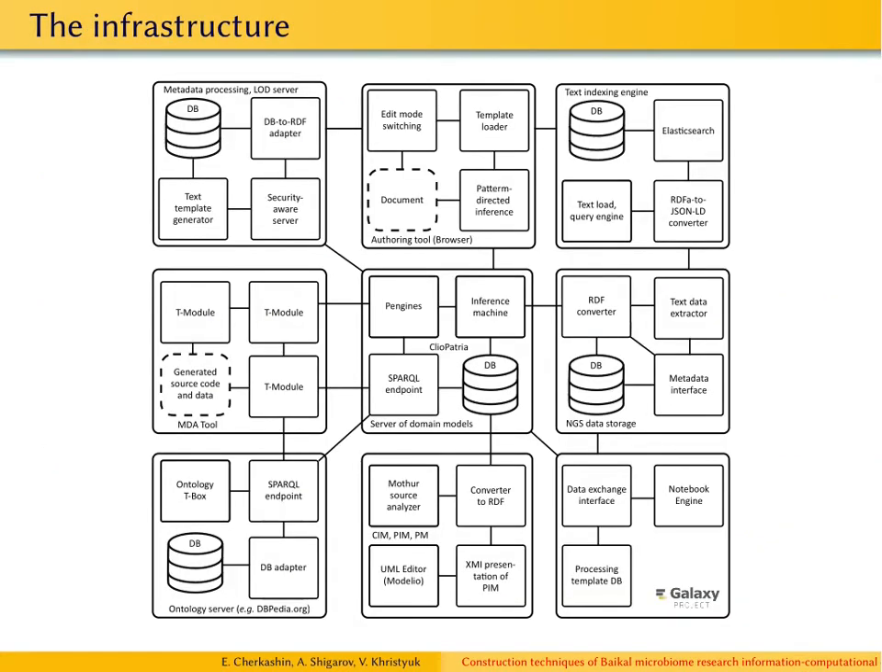As of today, we have the following architecture of our infrastructure. It contains 9 modules. The central one is metadata and model storage, integrated with various ontology servers like DBpedia. There is also a text indexing engine and an authoring tool based on the browser. It's also our branch of research and development, allowing the user to build documents on the fly in the browser, integrating various data by means of linked open data technologies.